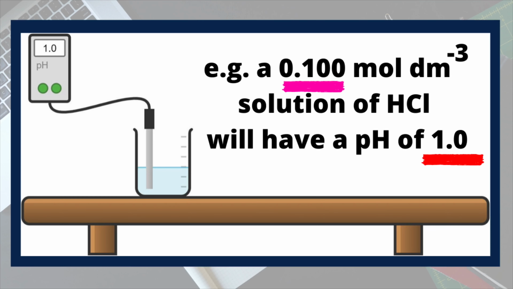You can also see on screen now, I'm using a pH meter to measure the pH of the solution, and this is an essential piece of kit that you will use as part of your A-level in chemistry, and you need to know it is a way of measuring the pH of a solution.